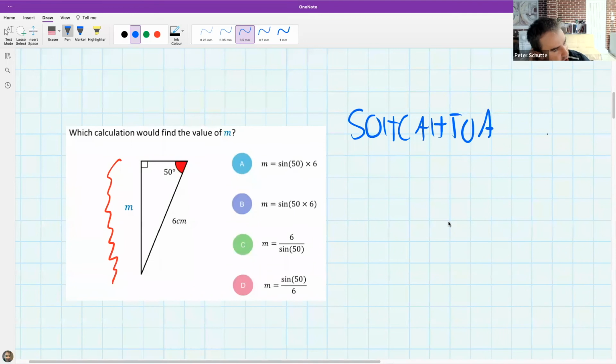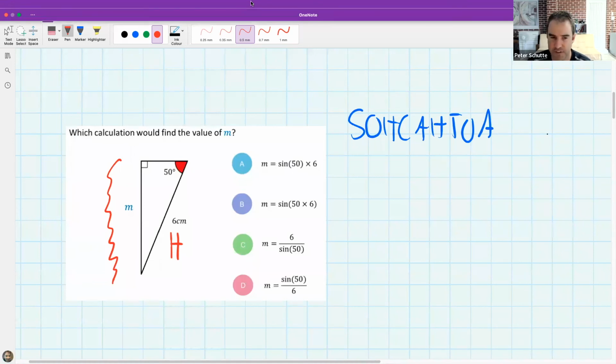Start by asking yourself which sides are even involved. You're given this H, which gives you a bit of a clue. Now, what is the other side that is involved in this triangle, and what does that mean about which ratio you need to use and how it works? I'll give you 45 seconds to a minute to figure this out.